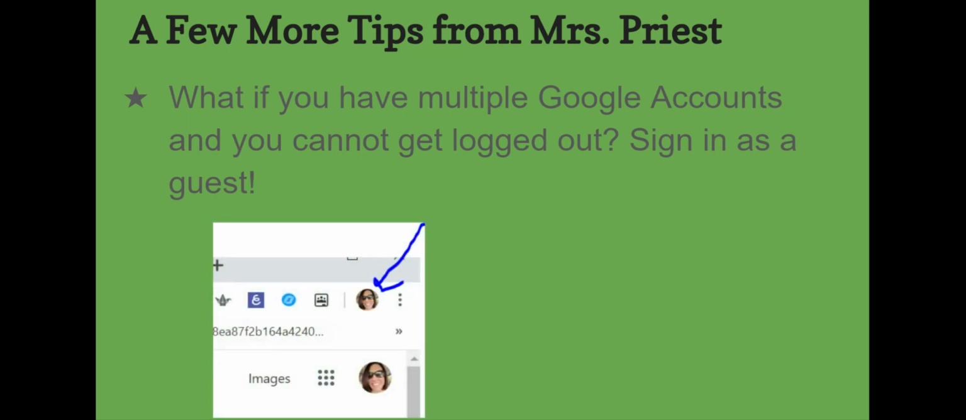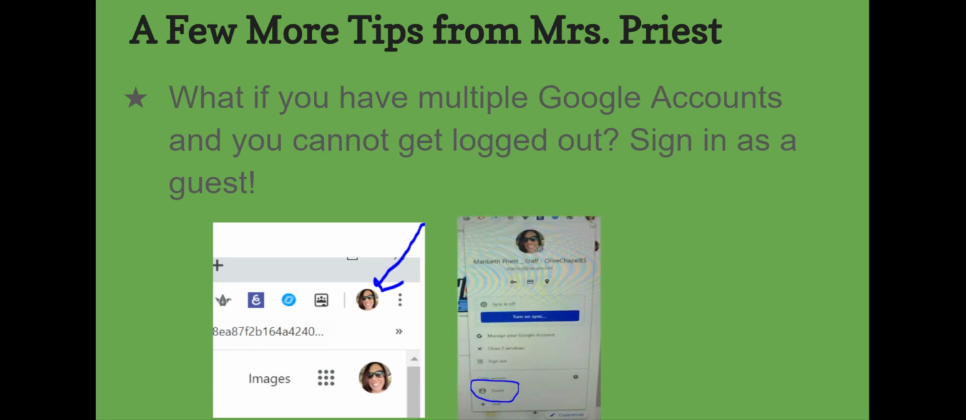Up at the top near your browser, there is an icon. As you can see, mine is a picture of me. My children's names both begin with R's. They have not changed those, so theirs are an R. If you click on that top picture where I have the arrow, this screen will pop up and you'll want to go down at the bottom and just sign in as a guest. That is one way that you can navigate through having issues with signing out of multiple Google accounts.